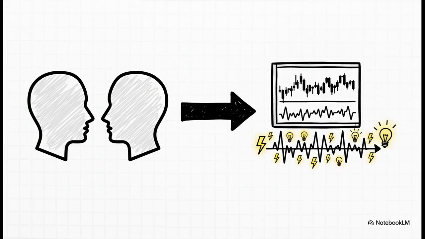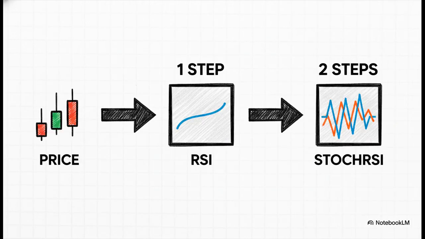And this isn't some newfangled thing either. It was introduced way back in 1994 with one main goal: to generate more signals and react to shifts in momentum way faster than the original RSI ever could. So think about it like this. The price of an asset creates the RSI value, and then that RSI value creates the Stoch RSI value. That means the final signal you're looking at is 2 full steps removed from the actual price action. Now, I want you to burn that phrase into your brain, 2 steps removed, because it is the absolute key to understanding both the power and the danger of this thing.